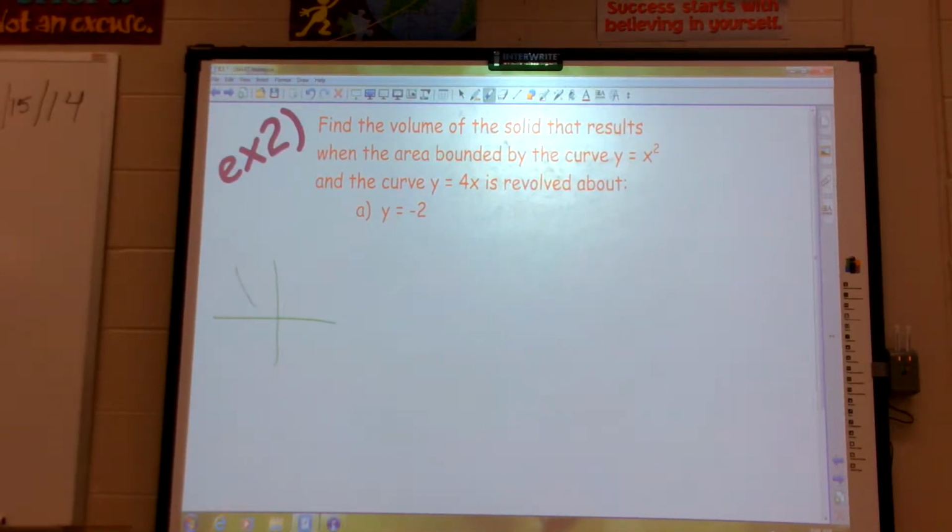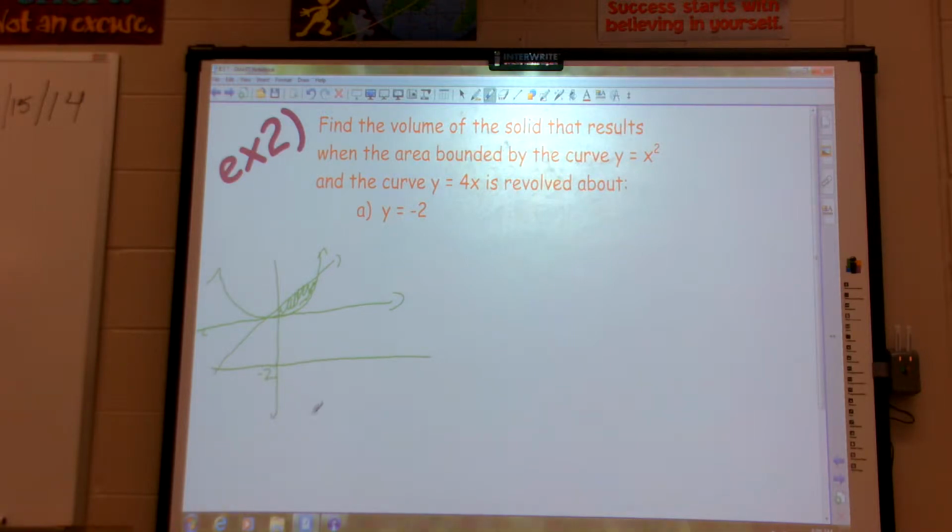y equals x squared. 4x, looks like that, right? How about I draw a better picture? Come on, it's hard to do when you can't see where you're close enough. Everyone with me there? But I'm revolving around the line y equals -2.